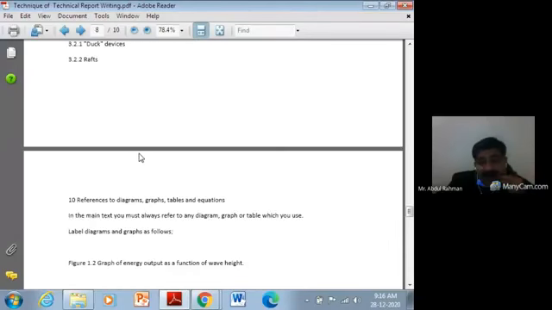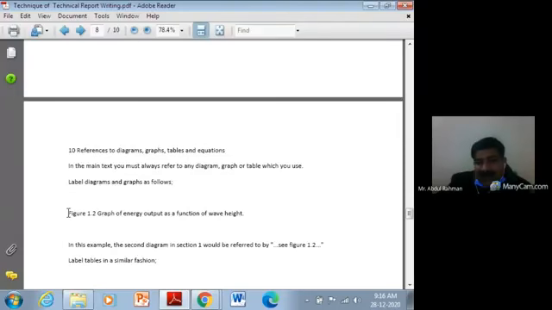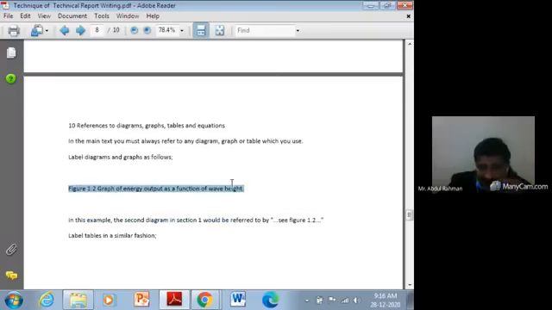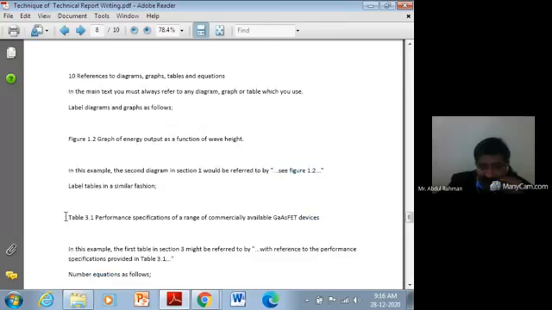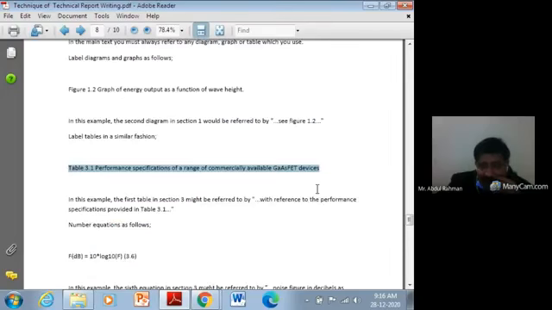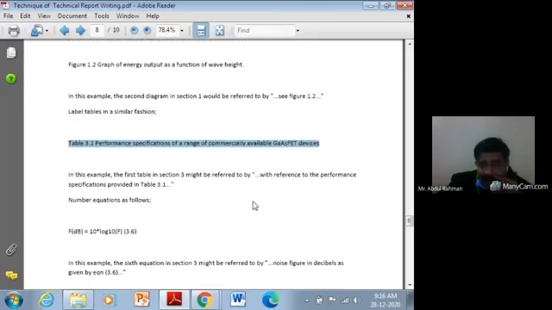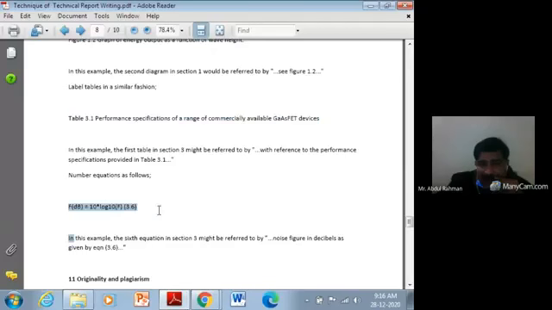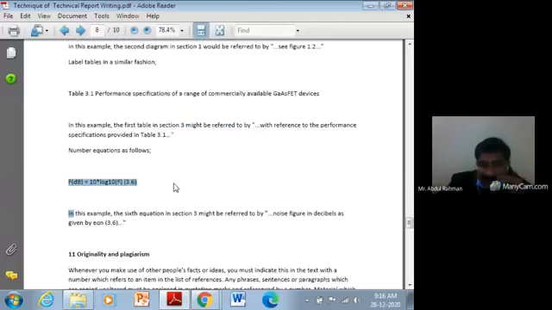I was telling you about the references to diagrams, graphs, tables, and equations, right? In the main text, you must always refer to any diagram, graph, or table which you use. Label diagrams and graphs as follows. For example, you have already seen it in the manual of Cardiff University, right? And this is again an example, and this is again an example of a table. And then you can see equations, if you have added any, and if there is no need, right?